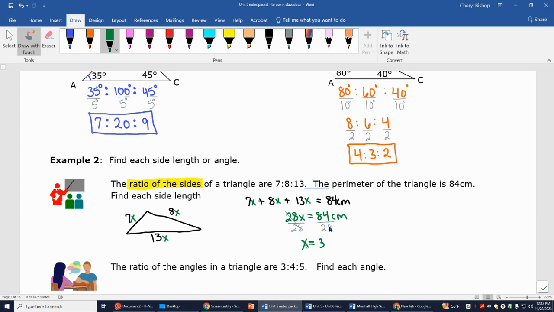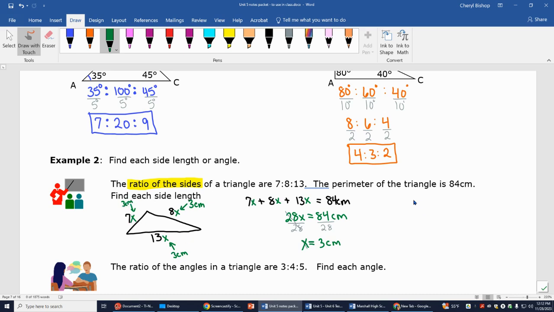Now, since I have 84 centimeters divided by just 28, and it's not 28 centimeters, my centimeters doesn't cancel out. I'm still going to write it. So my x, now we know my x is 3 centimeters. So if I replace each of these x's with 3 centimeters, then I'll be able to do what I'm asked to do, find each side length.